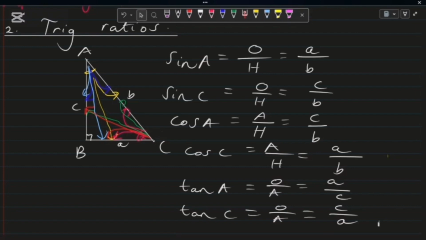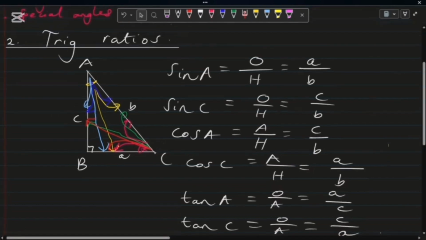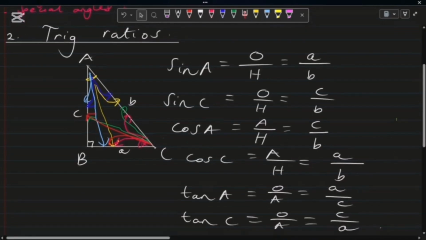The very important thing to take note of is that sine of any angle is the opposite side over the hypotenuse side. Cos of any angle is the adjacent side over the hypotenuse side, and tan of any angle is the opposite over the adjacent side. If you understand it like that, then you can take these basic principles and apply them to any right angled triangle. So these are the trig ratios that we have.